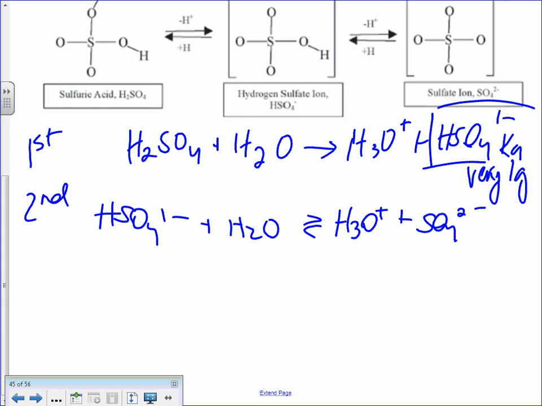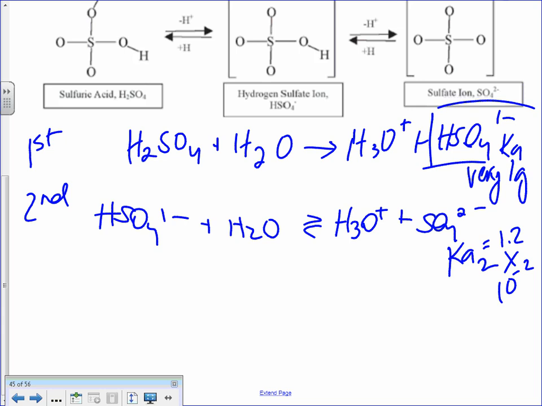So in this example, this would be called the Ka2. The Ka1 is what you denote for the first dissociation. Ka2 is what you denote for the second ionization. This is like 1.2 times 10 to the negative second. It's not very small, but it's small. That's it. There's no triprotic. There's not a third thing to take off. So that's how you write it.